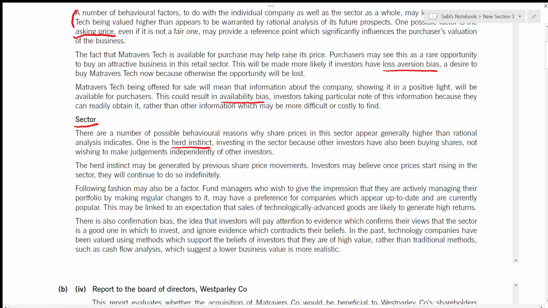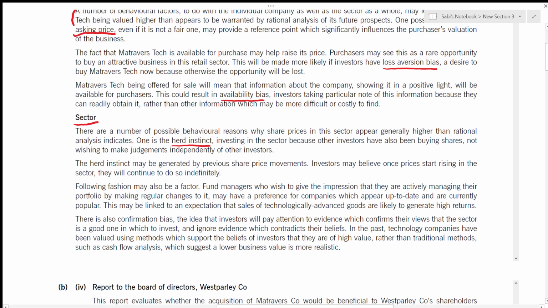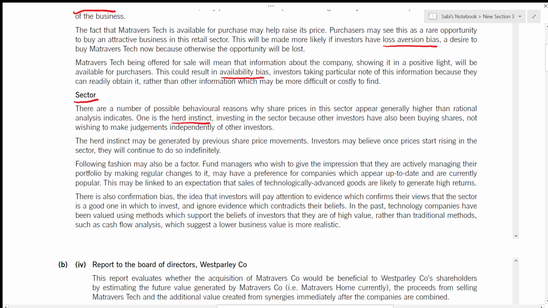So if you see that many shareholders, many investors are buying shares in that tech company, you also will be following the crowd. You also will be buying shares because you're thinking that they are right. So that is known as herd instinct. The herd instinct may be generated by previous share price movements. Investors may believe once price starts rising in the sector, they will continue to do so indefinitely. So once the share price rises, they always believe the share price will keep rising.